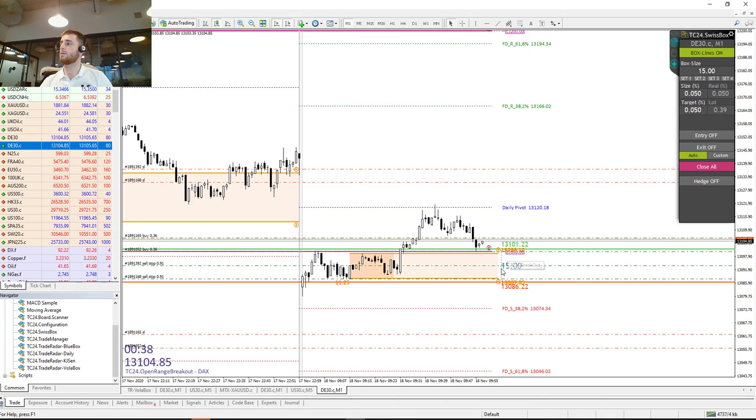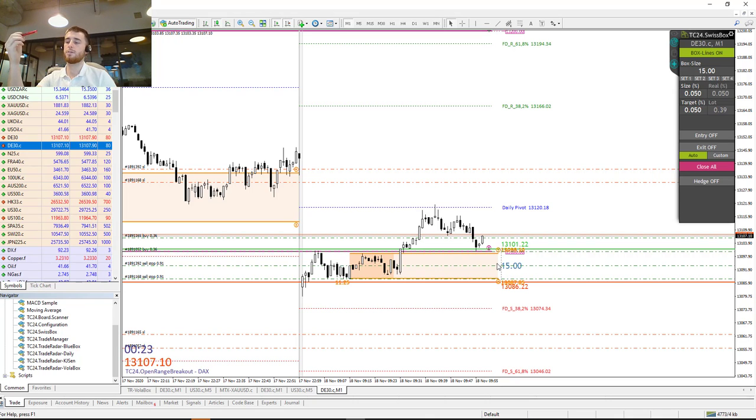As we come down, you can see that our box size is 15 points. Now, here, if these two numbers are the same, our take profit will always be set 15 points away, so the same size as the box. If our box is 15 points big, the take profit is 15 points away. If you have a box size of 20, then take profit is also 20 points away.